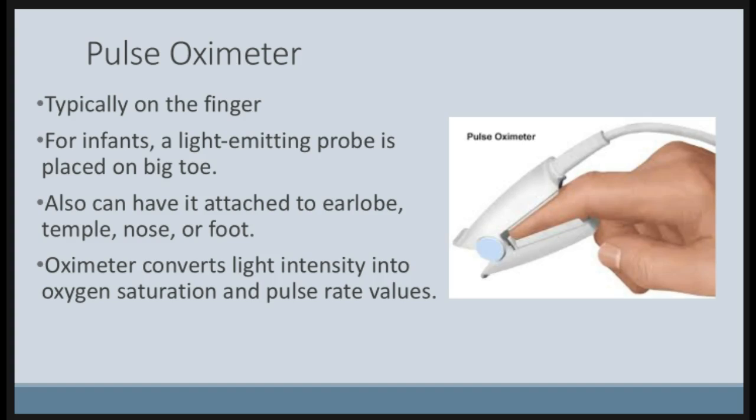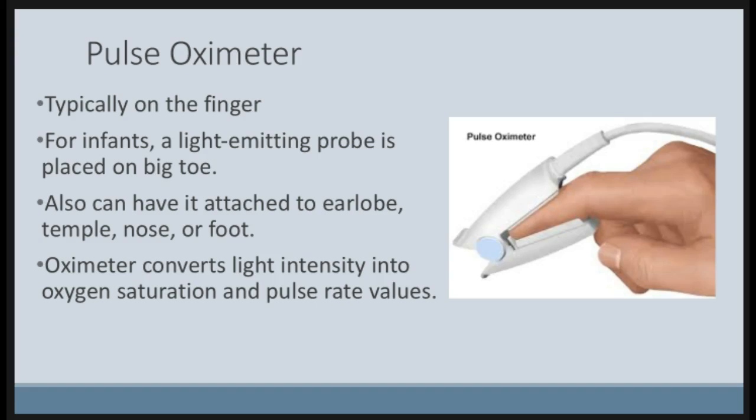The pulse oximeter you're going to see in your patients in the hospital. It's typically on their finger. For little ones, sometimes it's going to be on their toe or their earlobe. Other areas it can be placed as well. The oximeter converts light intensity into oxygen saturation and pulse rate values. It's a photoelectric device that helps determine how much oxygen is in the blood.